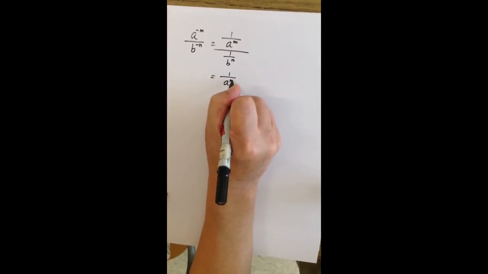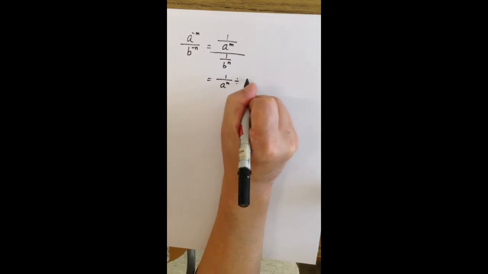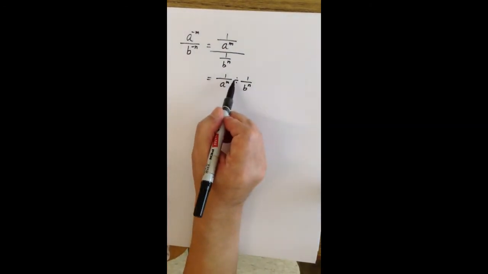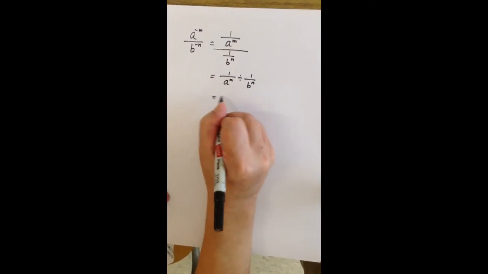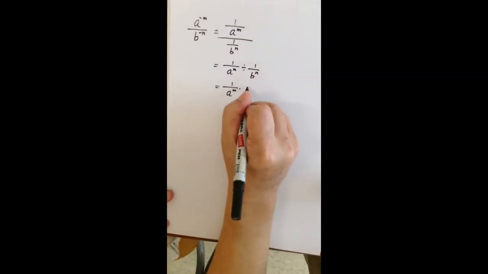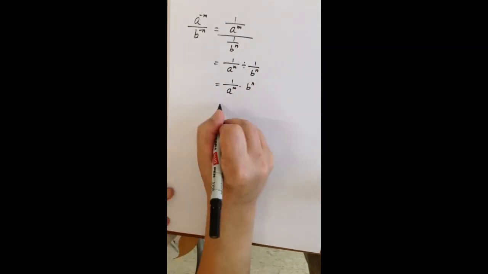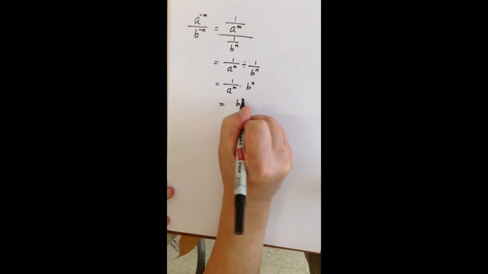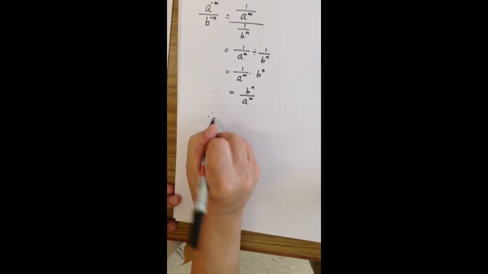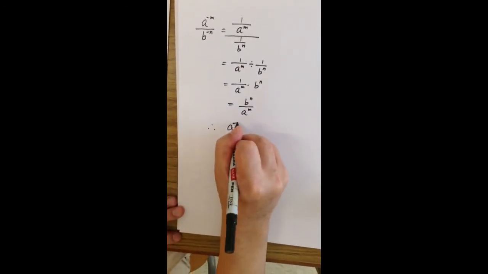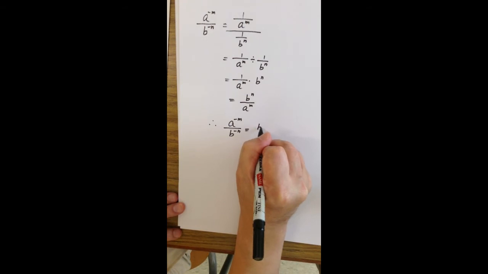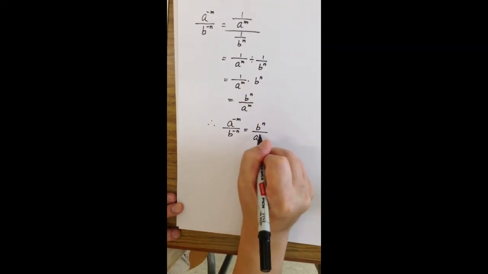It's very easy. It means that it is divided by 1 over b to the power n. Let's change the division sign into a multiplication sign. It is 1 over a to the power m times b to the power n. So the result is b to the power n over a to the power m. So now remember, a to the power negative m over b to the power negative n is equal to b to the power n over a to the power m.